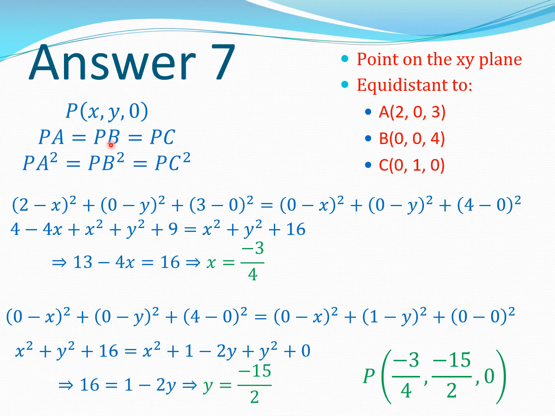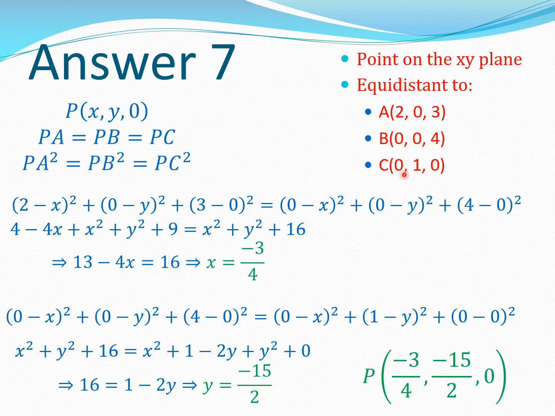Now the second part of the problem can be solved by realizing that PB equals PC, or the squares are also equal. So let's look at PB here. PB is the same as what we calculated here. So we write that out here.